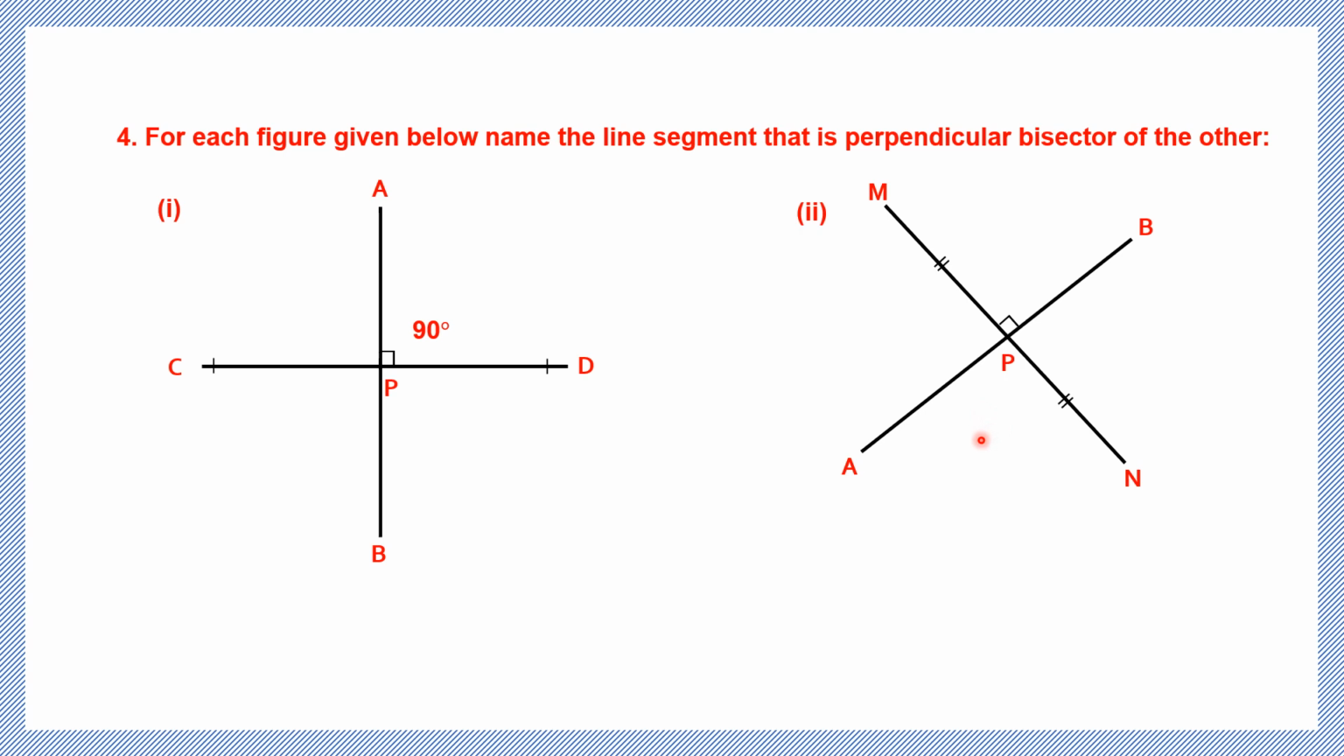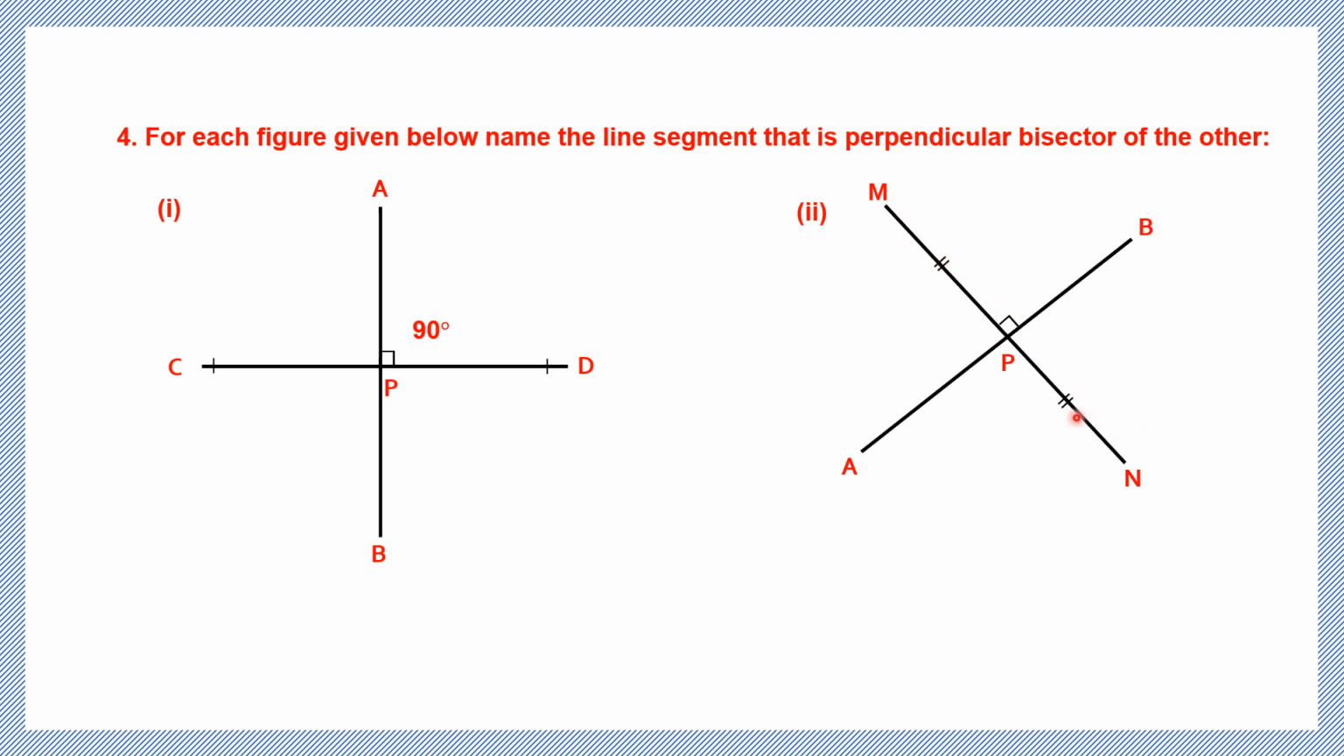Now look at this one here. Here we have line MN, which is perpendicular to AB. But on AB there are no strokes, whereas there are strokes on the line MN. That means this line AB has cut MN into two equal parts. That's why we have two strokes. That means PN is equal to PM. How did that happen? Because AB cut it exactly at the midpoint P and it's forming 90 degrees also. That square or box there means 90 degrees. So here also AB is the perpendicular bisector of MN.